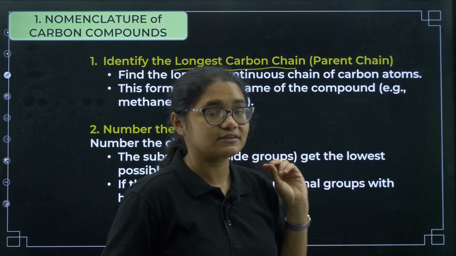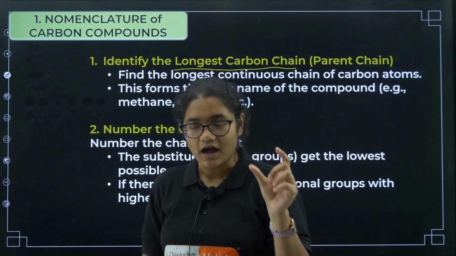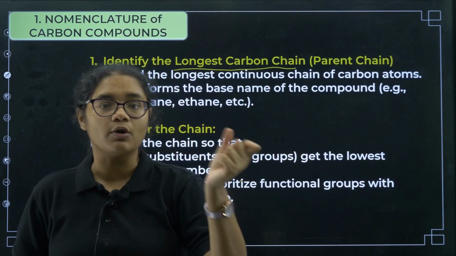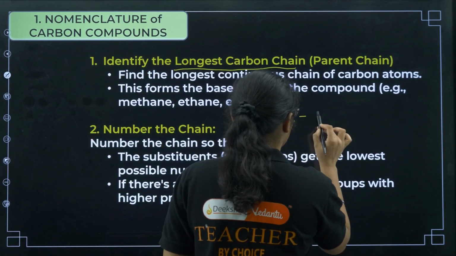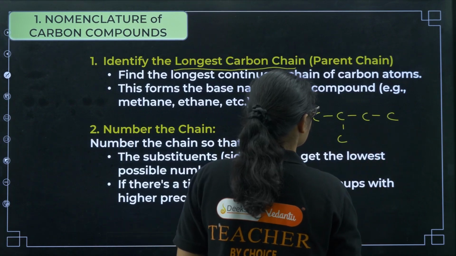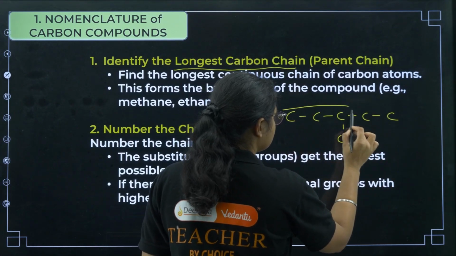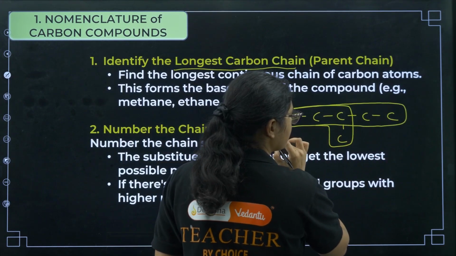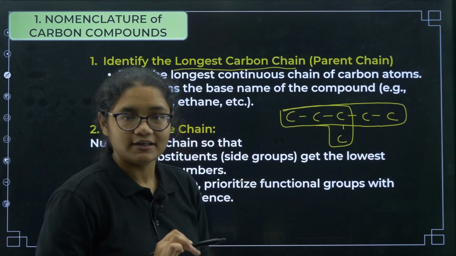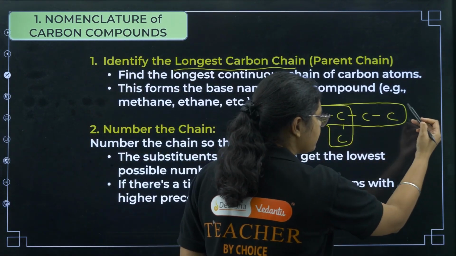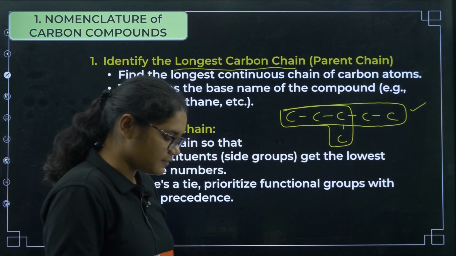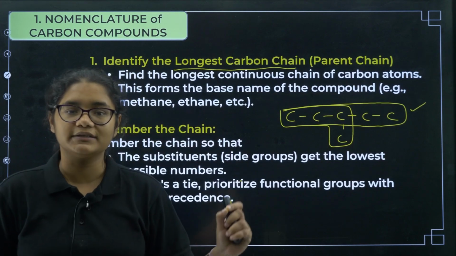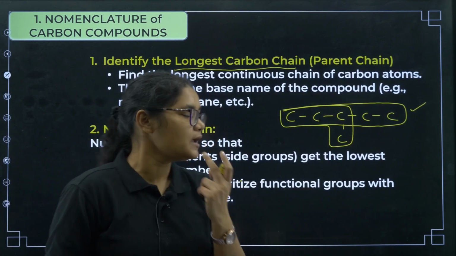Now what do you mean by the longest carbon chain? Longest carbon chain means the carbons should be continuously attached. There should not be any branching in your longest chain. For example, if I have a system like this, this can be one chain where I have all the 4 carbons continuously. I can have this as another chain, where I have all the 5 carbons continuously. So the longest carbon chain is this one. Whenever a compound is given, the first thing you need to do is to identify the longest carbon chain in that particular compound.